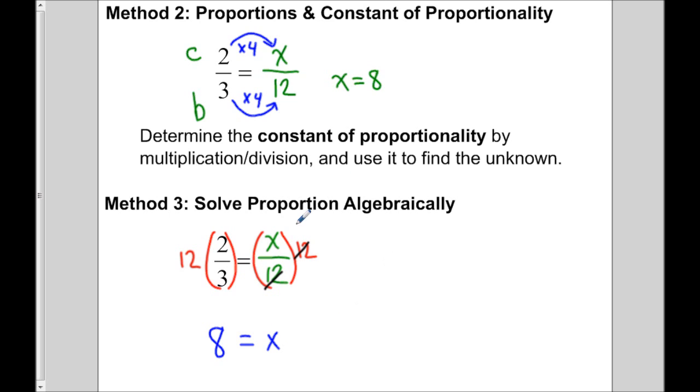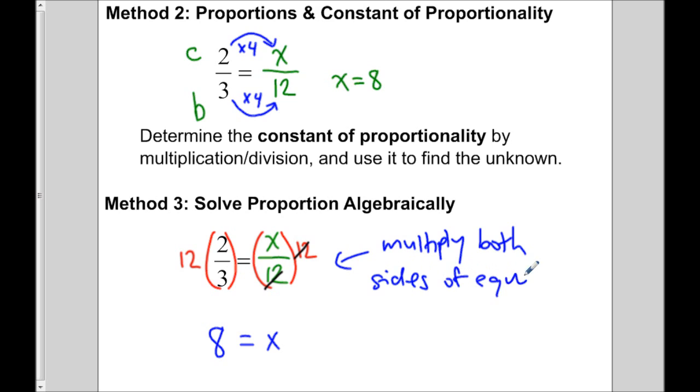But in this case here, we solved it algebraically by multiplying both sides by the denominator. So in other words here, let's write that down. We multiply both sides of the equation by the denominator under x.